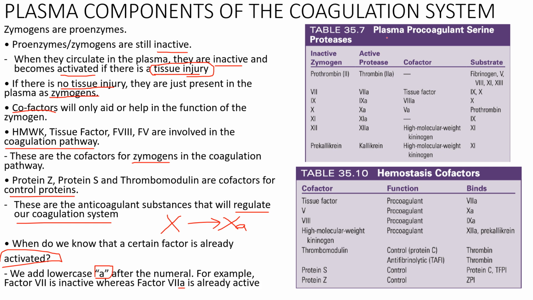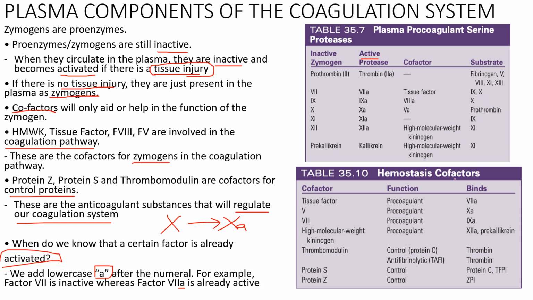Now, here are two tables, class. Please remember them and do memorize them. They are the plasma procoagulant serine proteases. Here we have the inactive zymogen and the active protease. Basically, this is just a conversion of an inactive zymogen to become an active coagulation factor. So if you take a look here, the active coagulation factors have the small letter a in them. Then they also have cofactors, class, that aid in the function of the zymogen. Then they have substrates, so do memorize them.